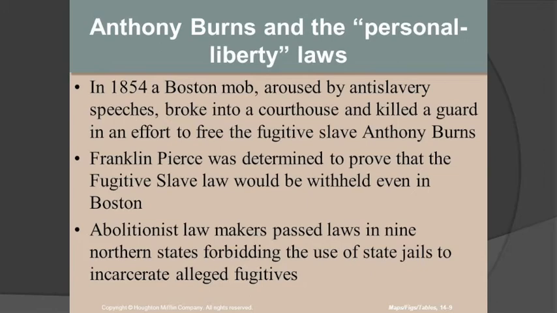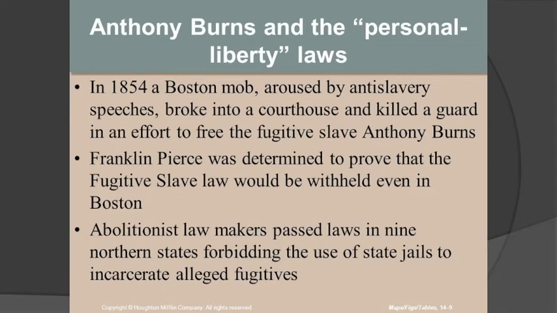President Franklin Pierce was determined to prove that the fugitive slave law would be upheld, even in Boston. So the president says, we have to have people following the law. And Burns is actually eventually captured and brought back to slavery, although I think he was later, his freedom was purchased and he was freed. The whole Anthony Burns story is a really interesting story.